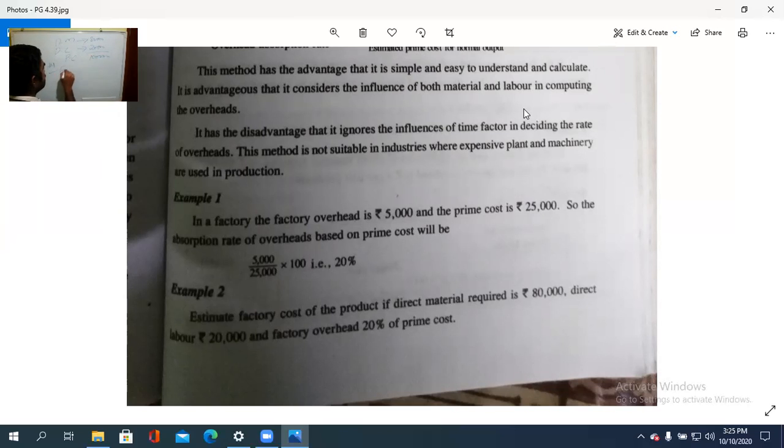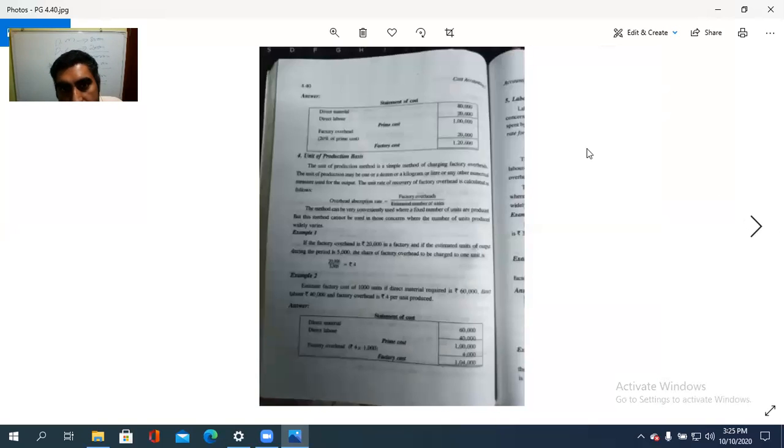And factory overheads, 20% on prime cost. 1 lakh into 20% on prime cost. So 20,000. So 1 lakh 20,000 is the works cost. Simple. So that is the percentage on prime cost. See, for these three methods, the estimated factory overheads we are calculating, or it is there in the question. That is the estimated factory overhead.